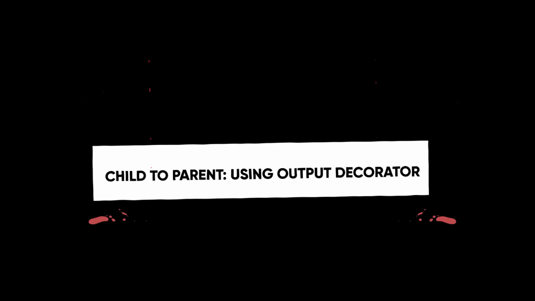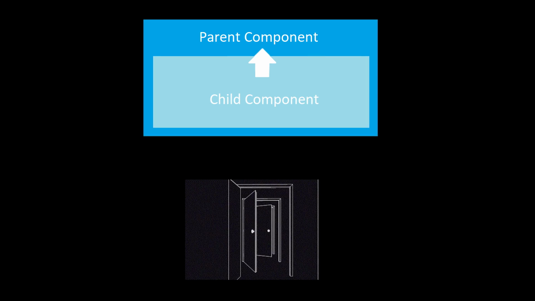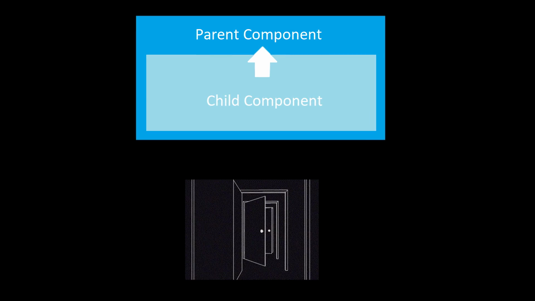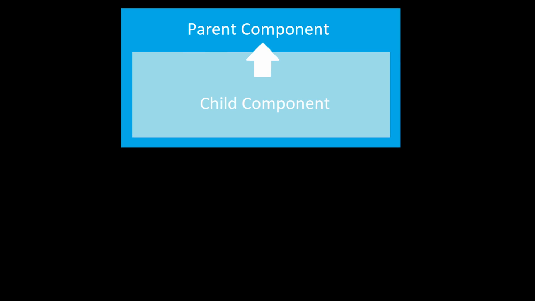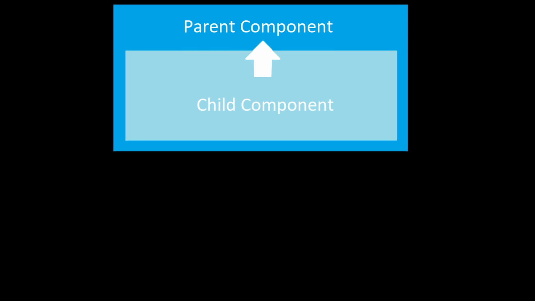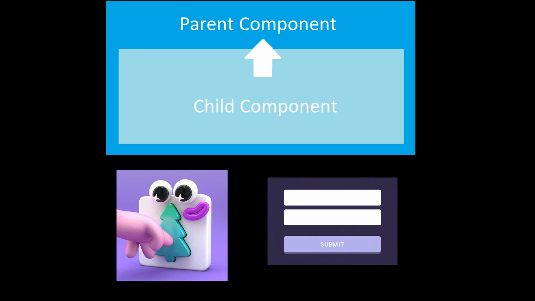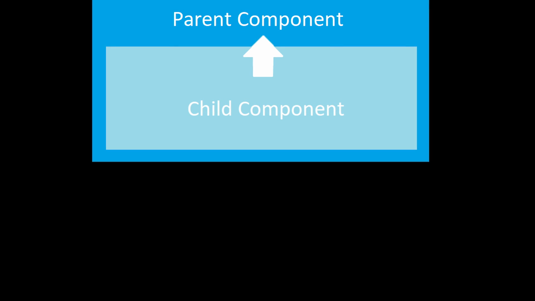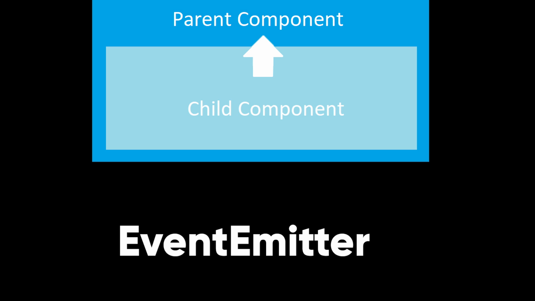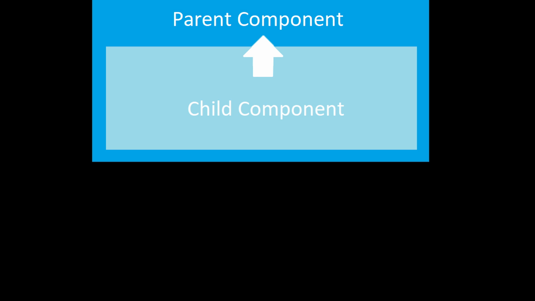Second use case is when we want to send data from child to parent using output decorator. Output decorator marks a property in a child component as a doorway through which data can travel from the child to the parent. This approach is ideal when you want to share data that occurs on things like button click, form entries, and other user events. To raise an event, an output must have the type of event emitter, which is a class in the Angular core that is used to emit custom events.